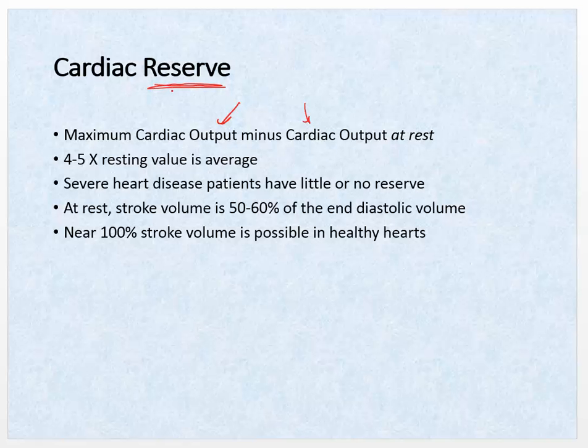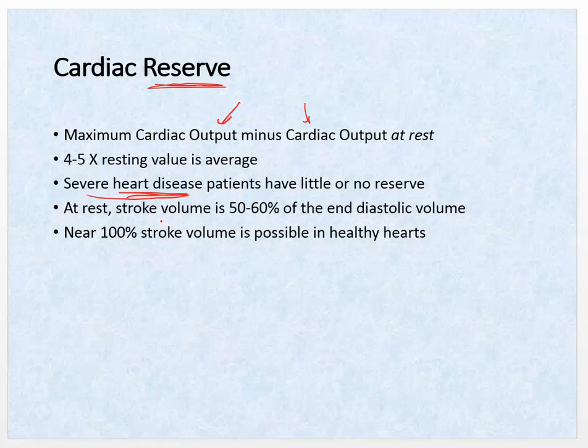Okay, and that's our cardiac reserve. If you're sitting here listening to this and not doing it on a treadmill, but you're relaxed, you can actually pump about 4 to 5 times as much blood per minute. So your cardiac output could be about 4 to 5 times more than what it is right now. If you have serious heart disease, you may have very little or no reserve, and so your heart may be beating as much as it can at any one time.